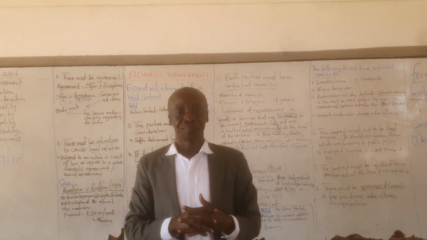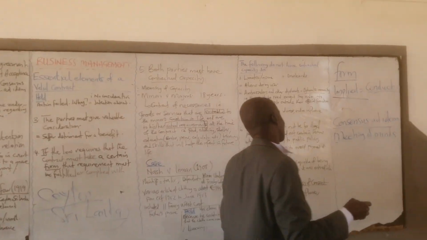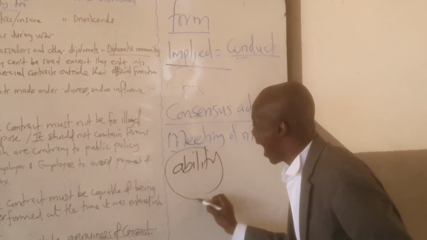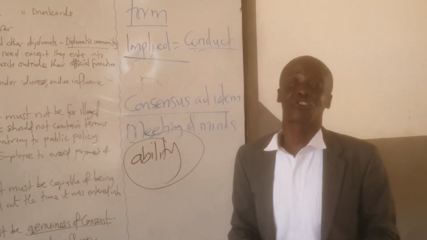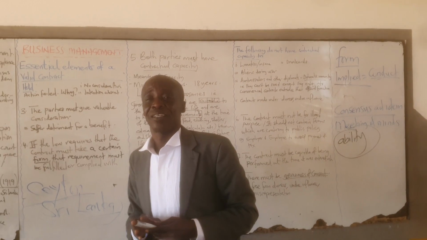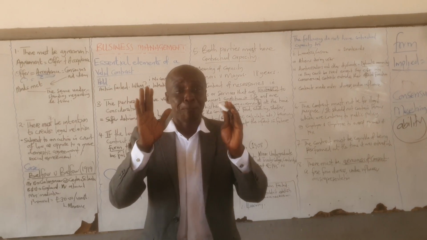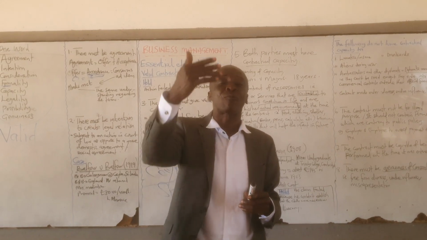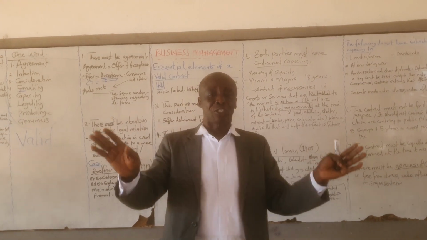So what is capacity? Now, when we talk about capacity, we are looking at the ability of the contracting parties to enter into contract. The parties involved, do they have ability to enter into contract? Do they have capacity to enter into contract? So if you have ability to enter into contract, then it means you have contractual capacity. If you don't have ability to enter into contract, it means you do not have contractual capacity.